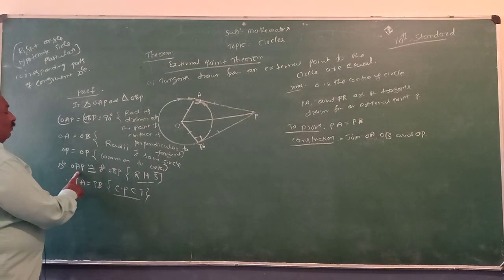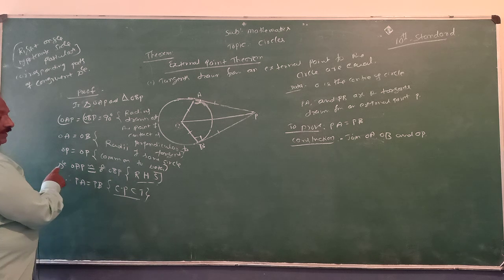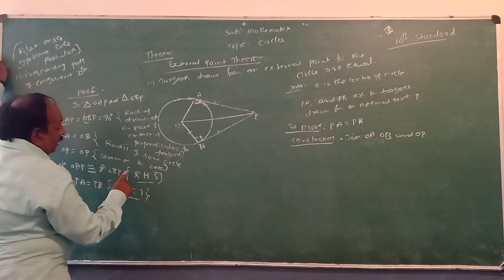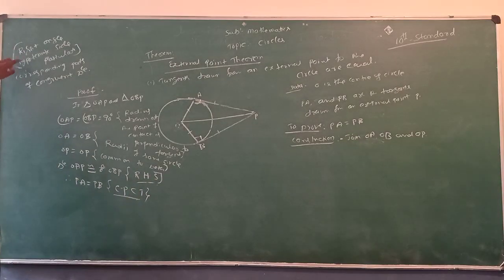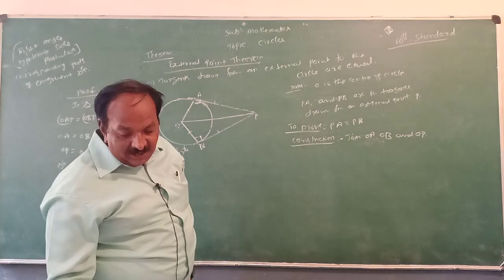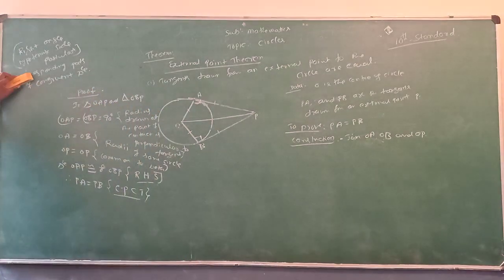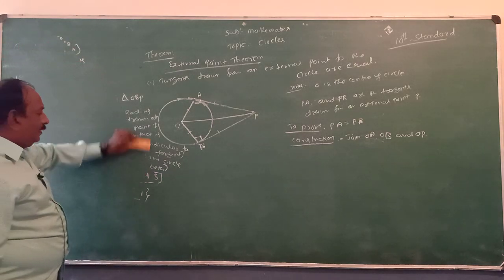Therefore, triangle OAP is congruent to triangle OBP. Here you use the right angle triangle congruence because of RHS. What is the meaning of RHS? Right angle, hypotenuse, side postulate. Therefore, PA is equal to PB by CPCT. What is the meaning of CPCT? Corresponding parts of congruent triangles. This theorem carries 3 marks in the examination.